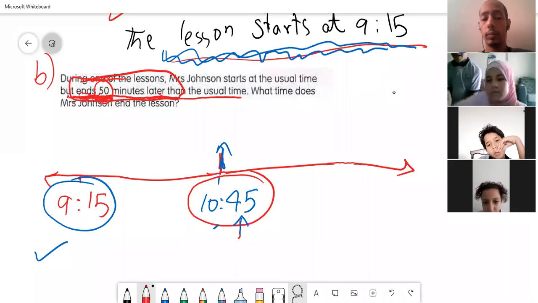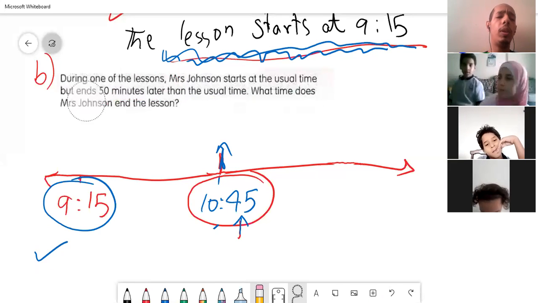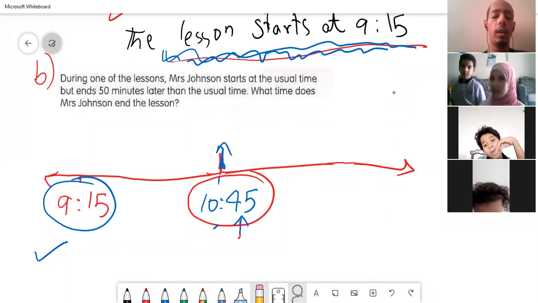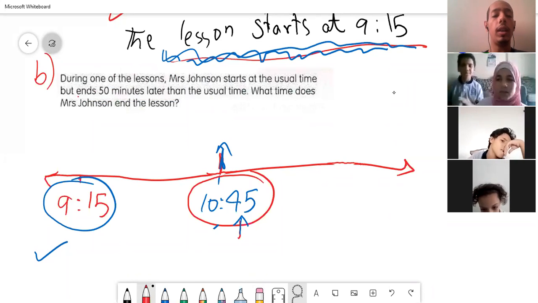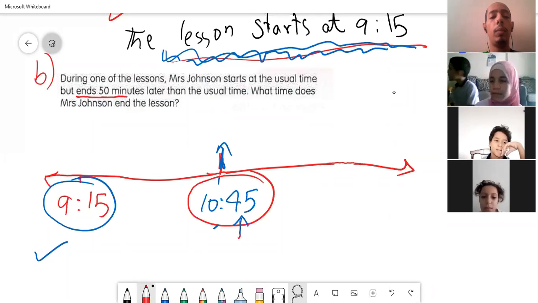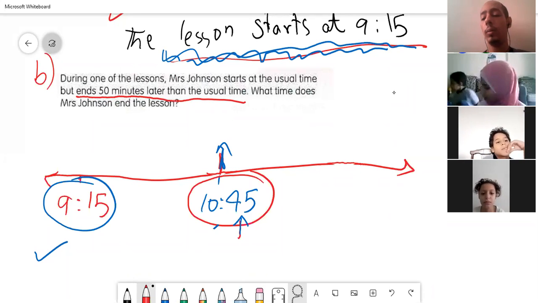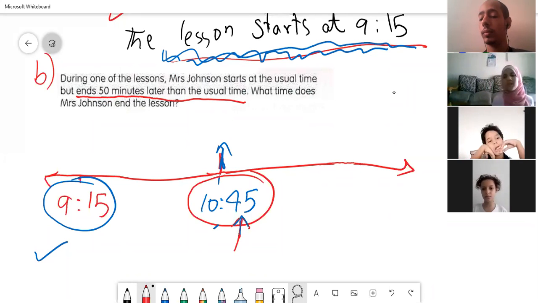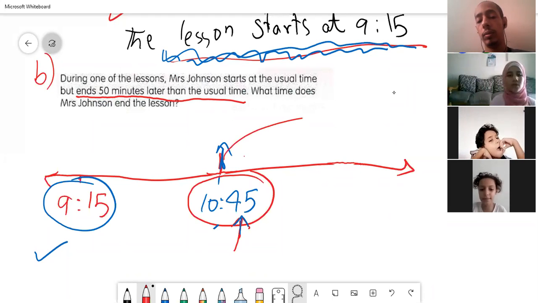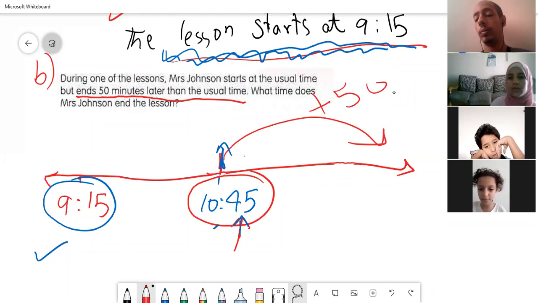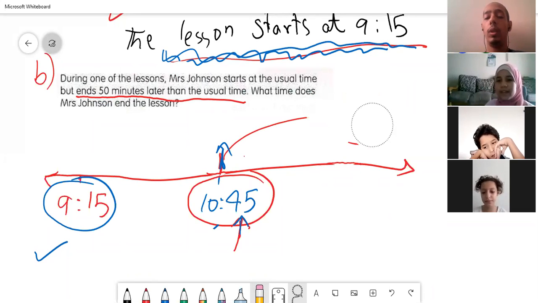Teacher, we didn't write "minutes later." Please don't interrupt me when I'm explaining. Sarah, look here. It says, but ends 50 minutes later than the usual time. The usual time is 10:45. Then he ends 50 minutes later. 50 minutes later means we are going to add 50 more minutes.